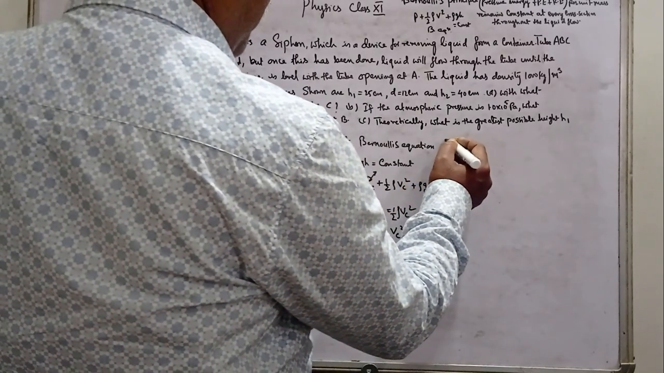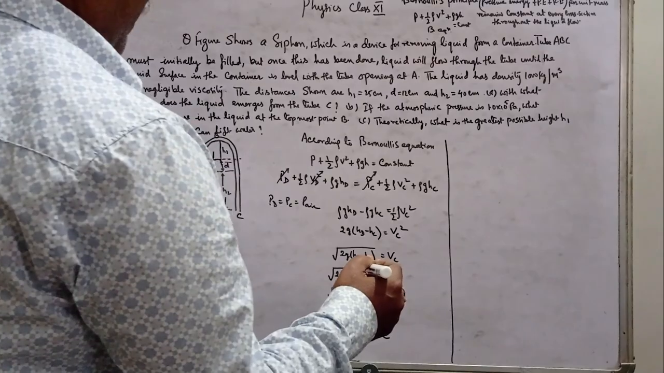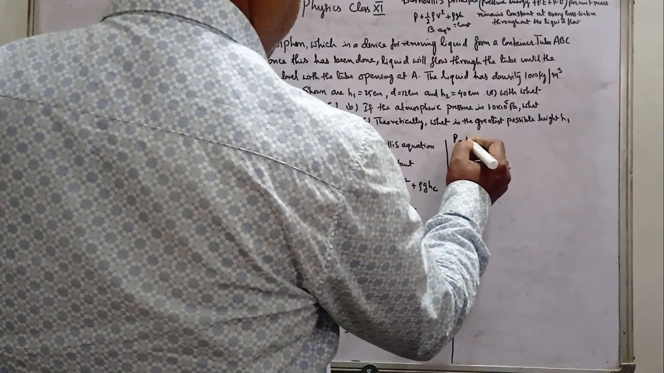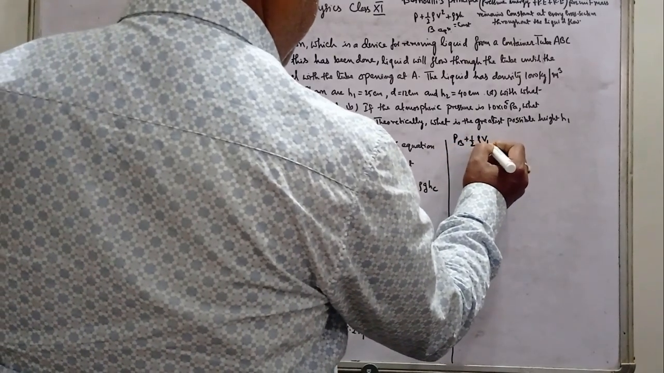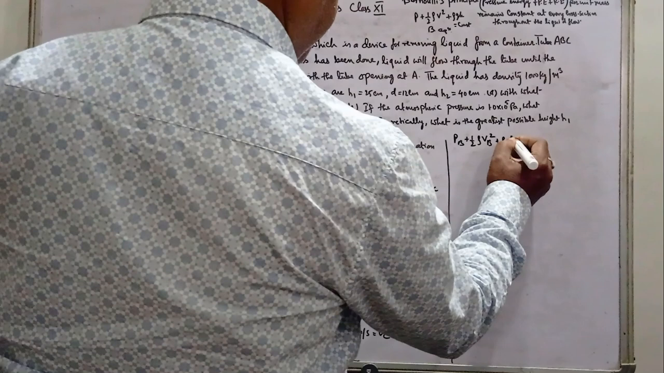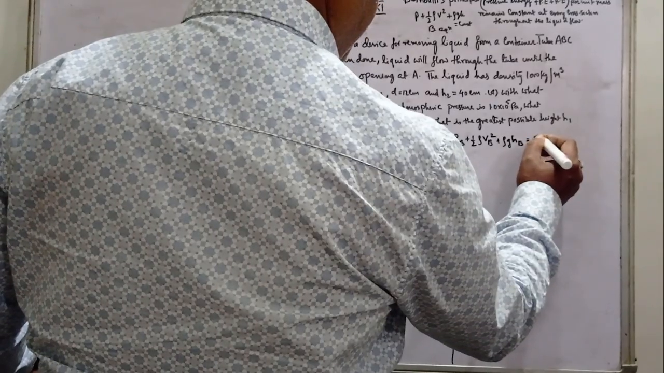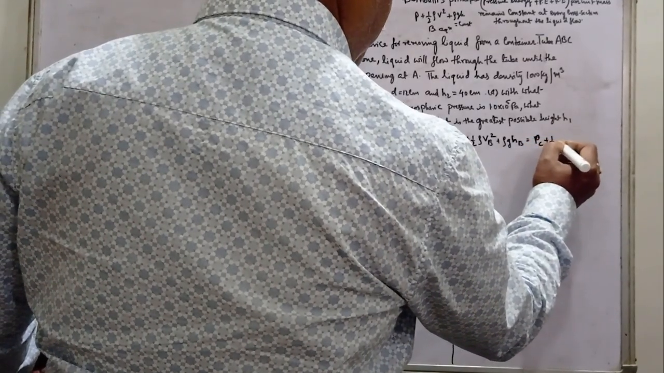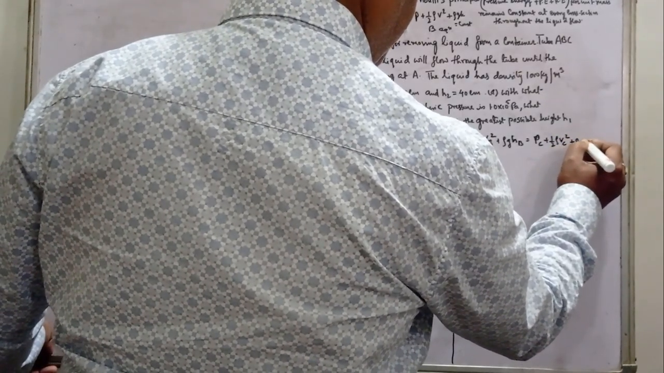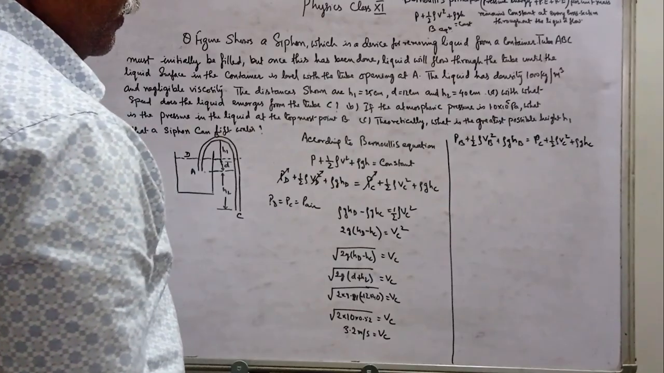So again I am going to apply the Bernoulli's equation at B and at C. So B and C: PB plus half rho VB square plus rho GHB will be equal to PC plus half rho VC square plus rho GHC.